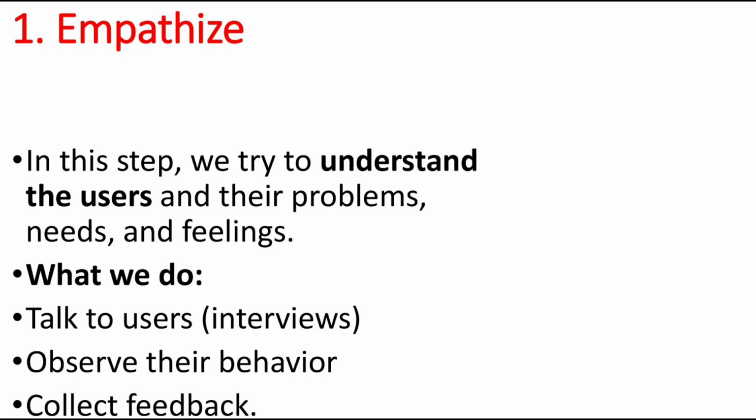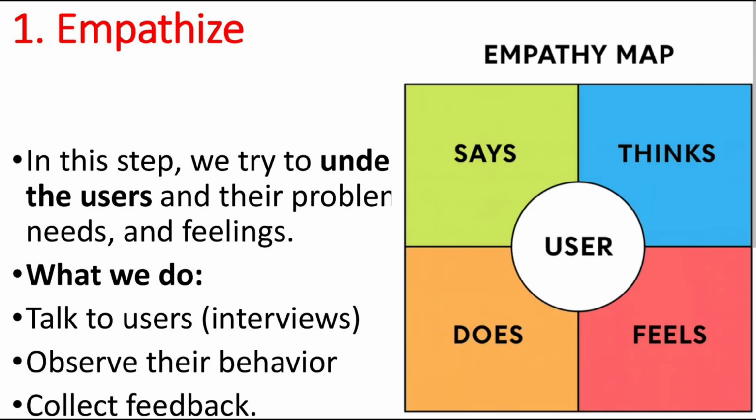First point is empathize. Empathize is a step where we try to understand the user's problem, needs, and feelings. What we can do: we can take an interview, we can observe behavior, we can collect feedback, we can do a survey. So lots of things we can do, and we can collect data. For this purpose there are 4 things. Number 1, you have to say, think, do something, and feel something about the user. It is called an empathy map.